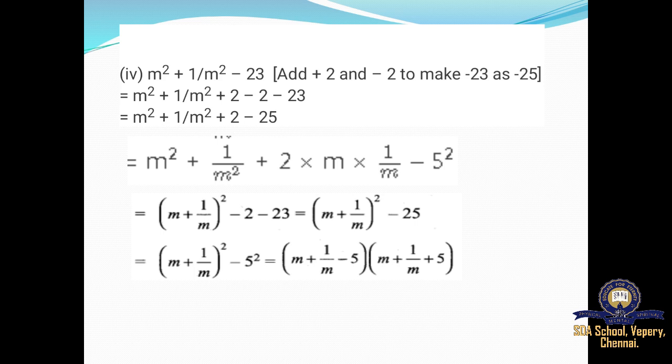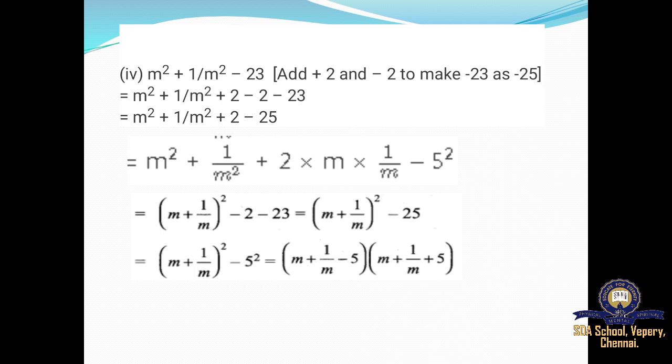If I simply add plus 2 alone, then it will definitely affect my sum. Got it? If I am adding, I have to subtract the same number. So that's the rule. So I have added and subtracted 2. Plus 2 and minus 2. If I do that, what will happen? Let us see. In the second step, I have written plus 2 minus 2.